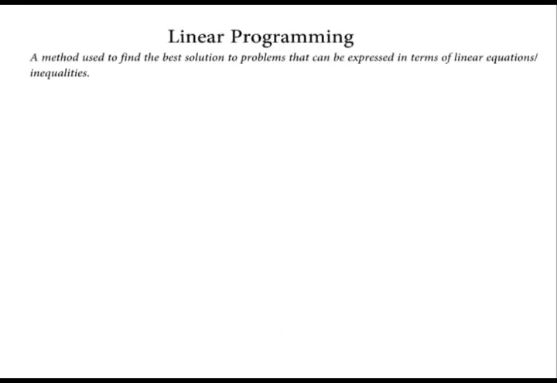Linear programming is a method used to find the best solution to problems that can be expressed in terms of linear equations or inequalities. The solutions are usually found by drawing graphs of inequalities and looking for optimum values that satisfy the required conditions.